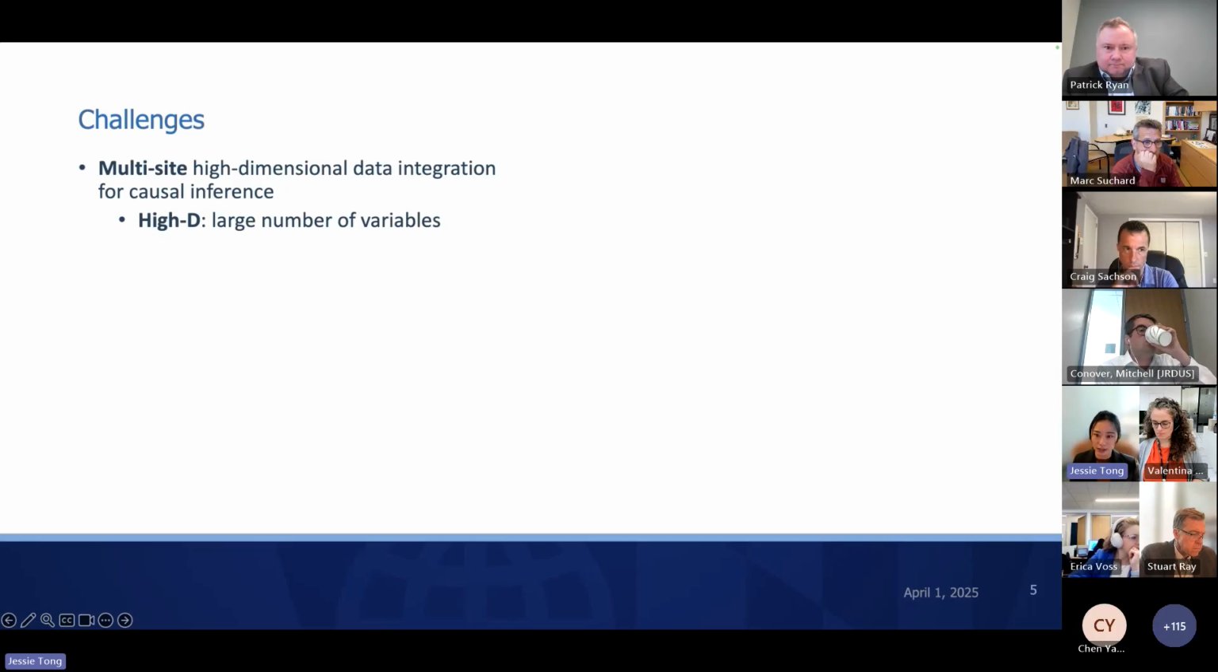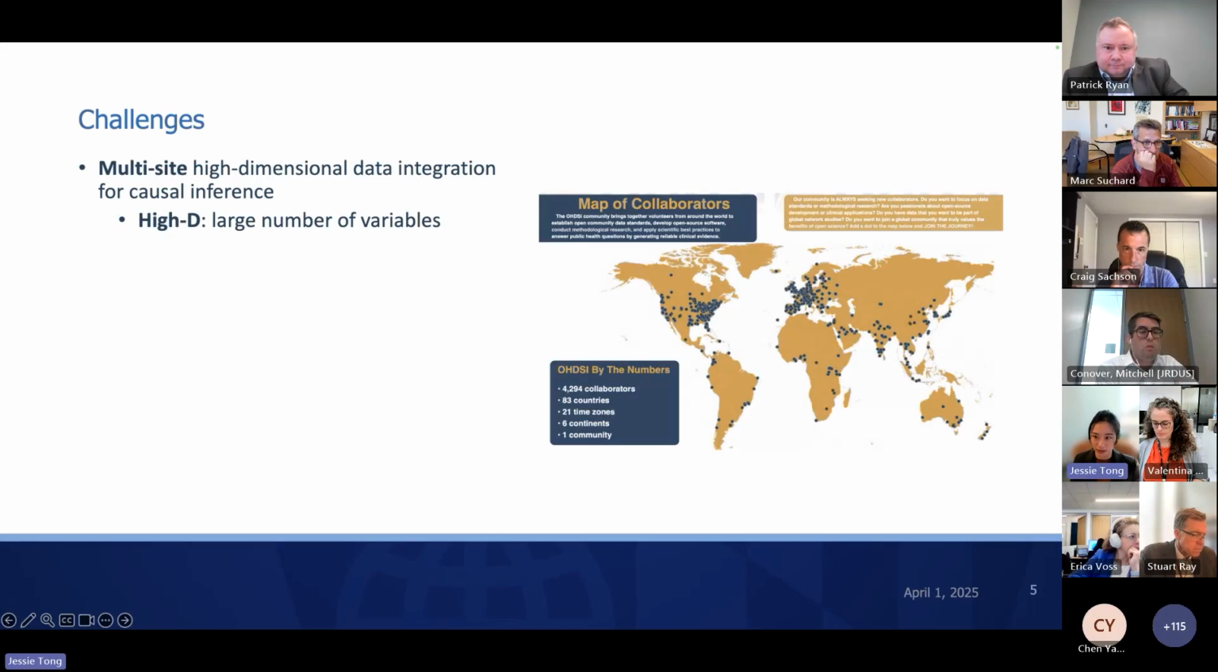The first major challenge is the data privacy issue. Due to the complexity in the approval process for data sharing and also diverse legal frameworks across different countries and different institutes, sharing patient-level data is sometimes infeasible, especially for international collaborations.